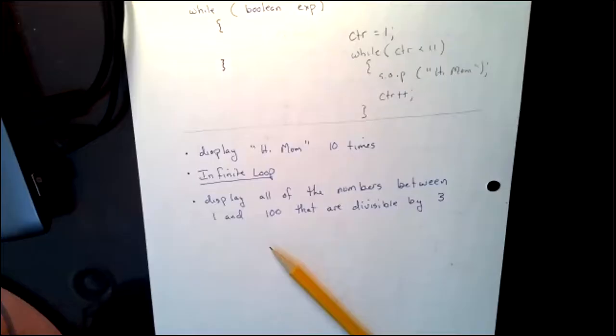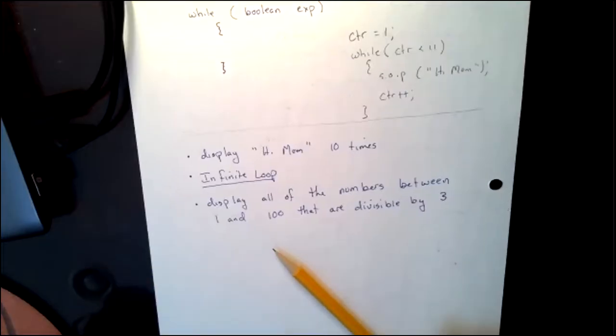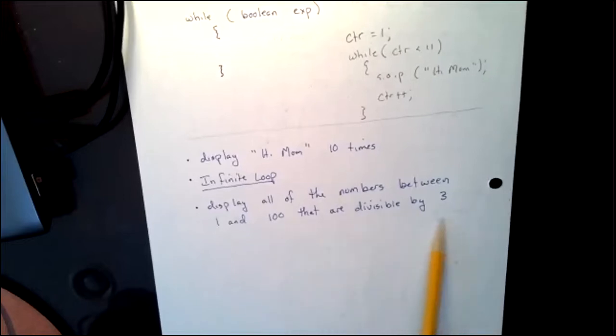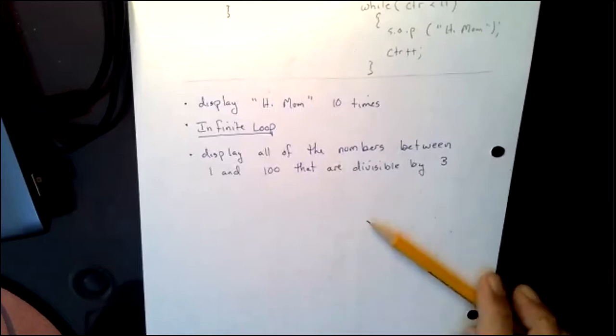Okay, so the next thing I want you to do is take a look at this problem. Display all of the numbers between 1 and 100 that are divisible by 3 evenly.